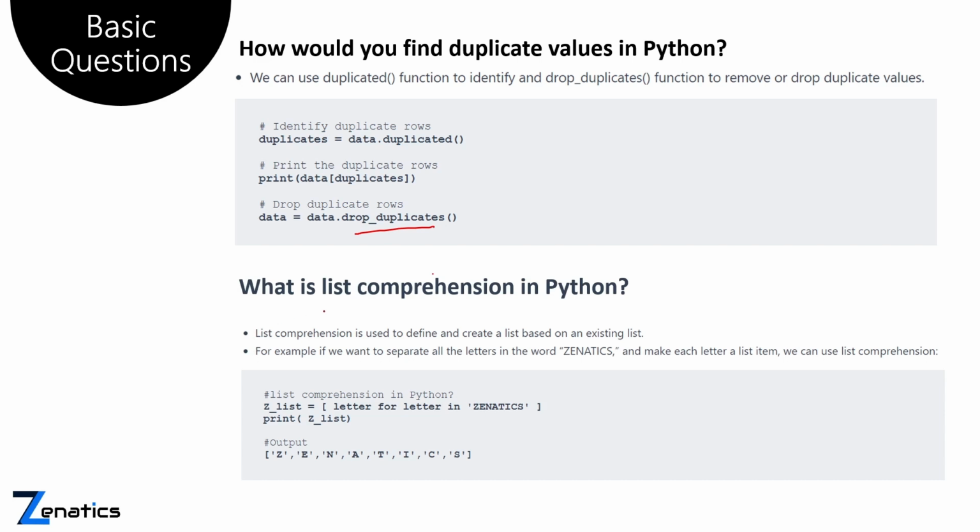Next question is, what is list comprehension in Python? List comprehension is a technique which is used to create a list from an existing list. For example, check here. We have a word called genetics. What we are doing is splitting this genetics so that we can use each letter as an item in a list. So if you check, this genetics is now converted to this list, where each letter is an item of the list. So that is list comprehension.